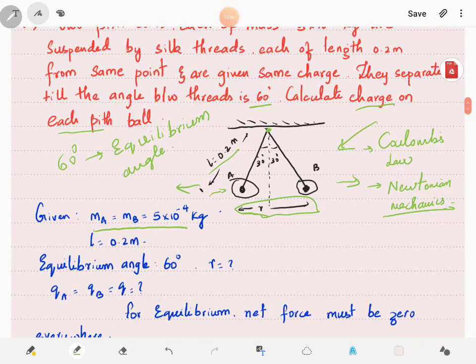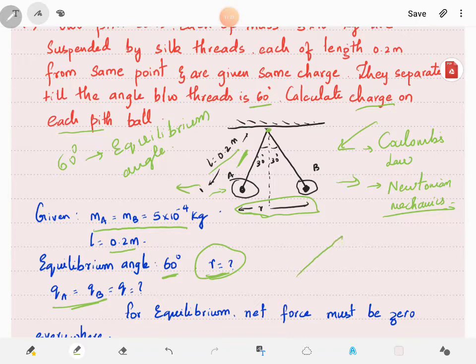Both the masses are the same, and the masses are 5 into 10 power minus 4 kg. The length of the string is 0.2 meter. The equilibrium angle is 60 degrees. The distance r is not given to us, and the charge also has to be determined. Now first let us work out the distance between the pith balls.